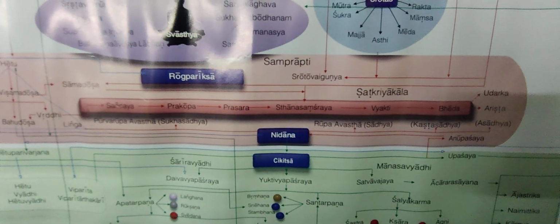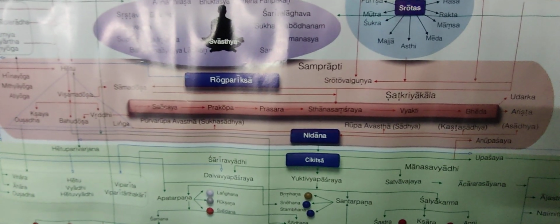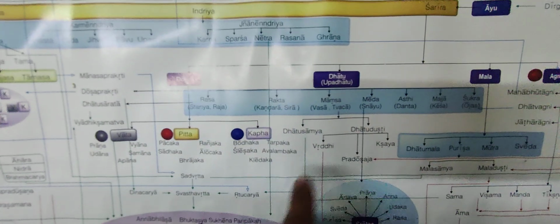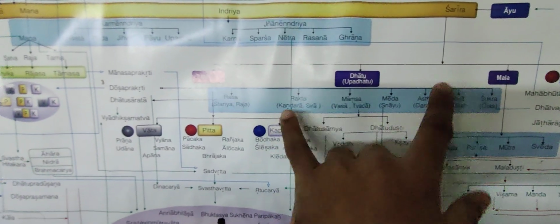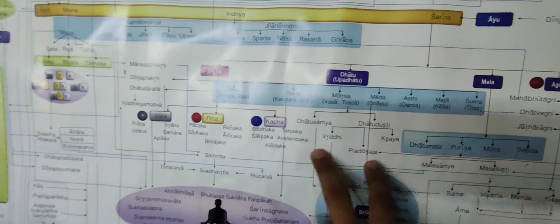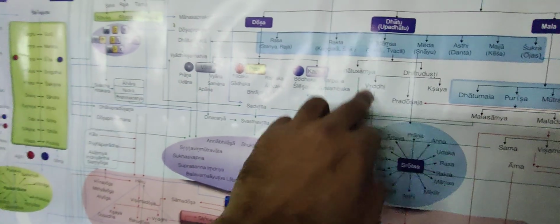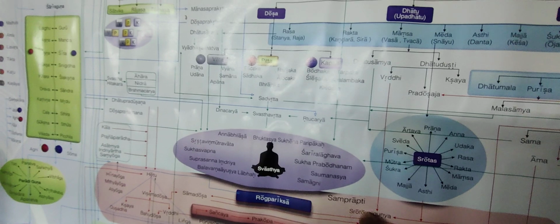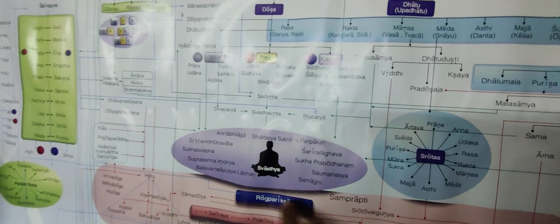Here you can see how the samprapti is there. You can see from here the sapta dhatus, how they have the dhatu samya or dhatu dushti. So vriddhi or kshaya happens, then the srotas, and if there is a vriddhi, how it comes to this samprapti. During the roga pariksha we assess all these things, the samprapti due to vriddhi or kshaya, how it happens.